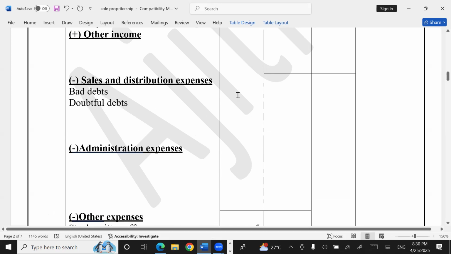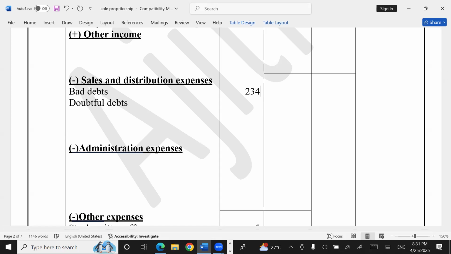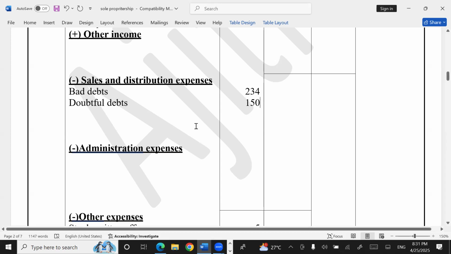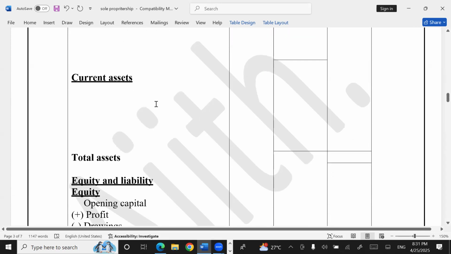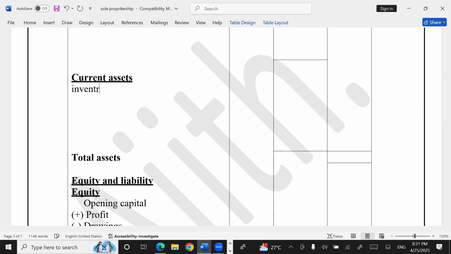Think bad debts account total value equal 234, but doubtful debts equal 150. Expense under sales and distribution. And in the statement of financial position, inventory should be recorded at the lower value of cost and NRV from the beginning.